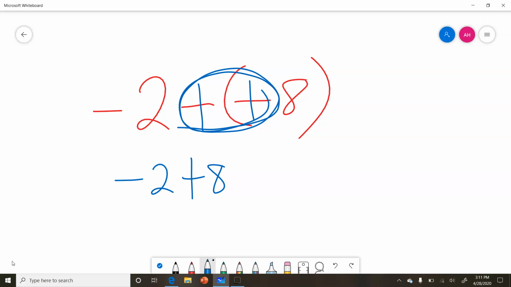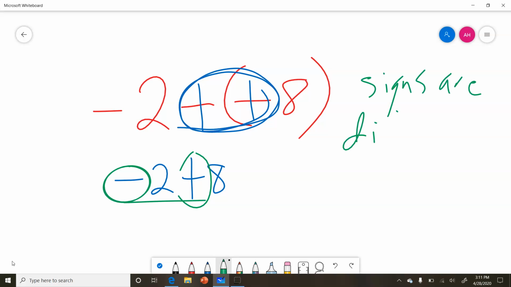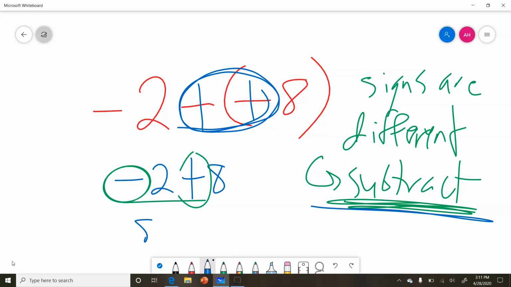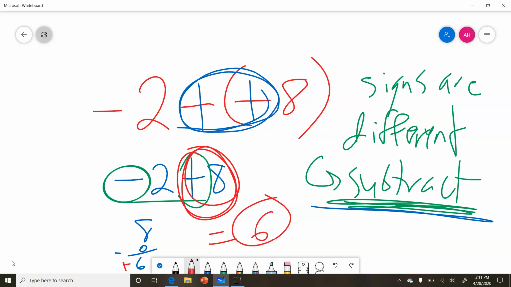Okay, you see how easy that was? Not hard at all. Now what we do here, look at this. The signs are different. This is a negative and this is a positive. So remember, when the signs are different, then we always subtract. Always, always, always. No matter which one's bigger, no matter which one's smaller, we always subtract. So I'll get 8 minus 2, which is 6, and then I keep the sign of the bigger one. And obviously the 8 is bigger, so I know it's going to be plus 6. So the answer to this one is simply 6.